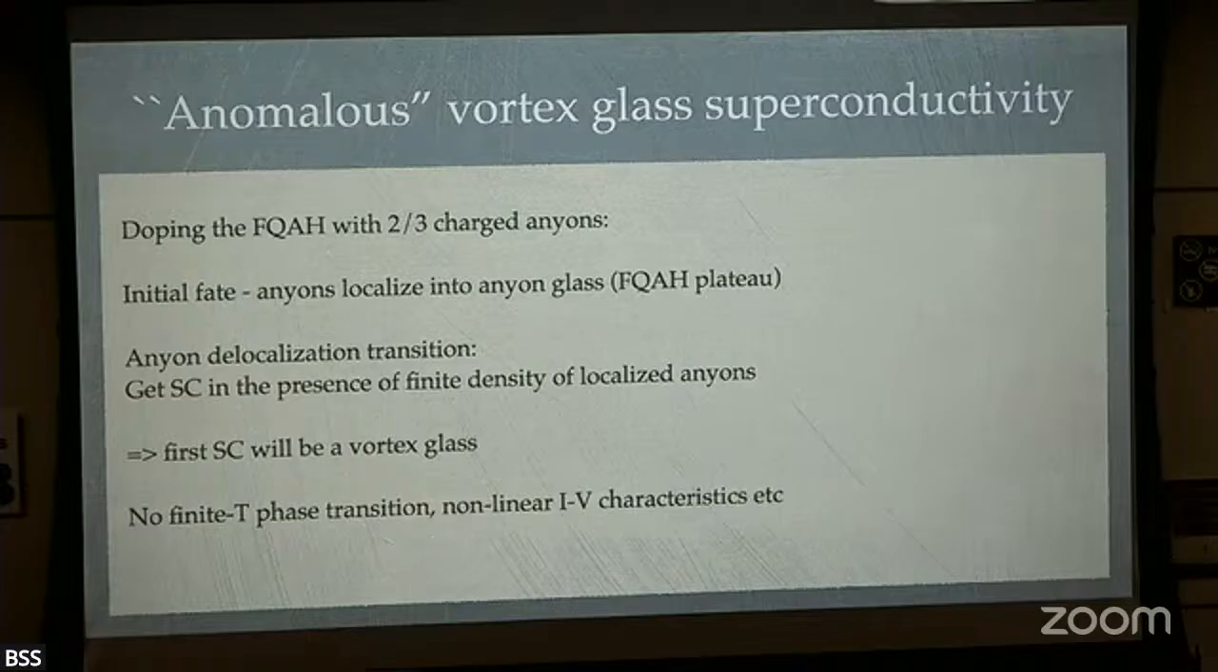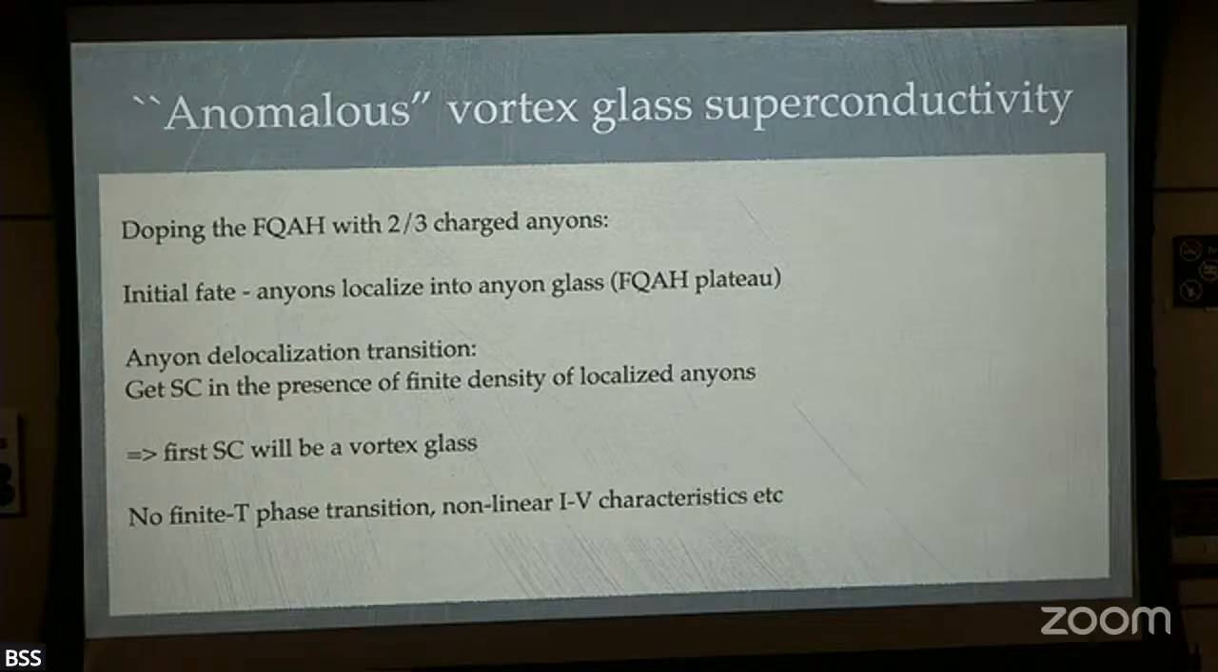And this vortex glass in 2D was studied 35 years back, again in the cuprate context. And it's known that there is no finite temperature KT transition because there's thermal creep of vortices, collective rearrangements of the vortices that give you a resistive state.